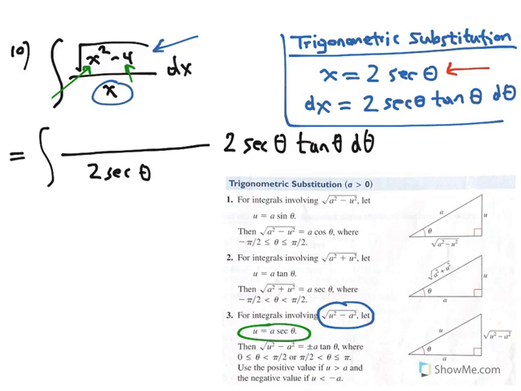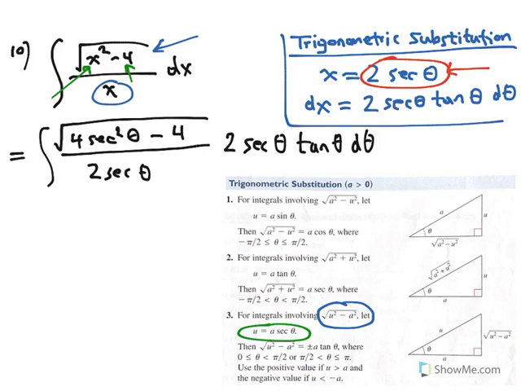Now we still have to deal with the radical expression that's in the numerator. So now we're going to have the square root of x squared. Now, of course, x is 2 times secant theta. So when we square that, we have 2 squared is 4, and then we have secant squared theta, and then we have minus 4. So now we have accomplished the change of variables step.